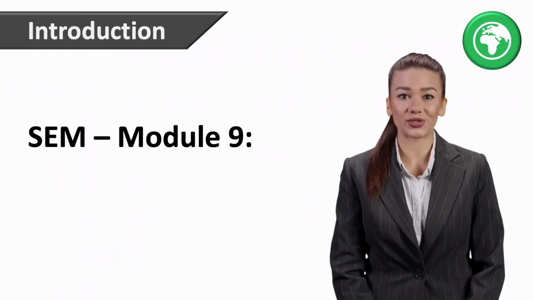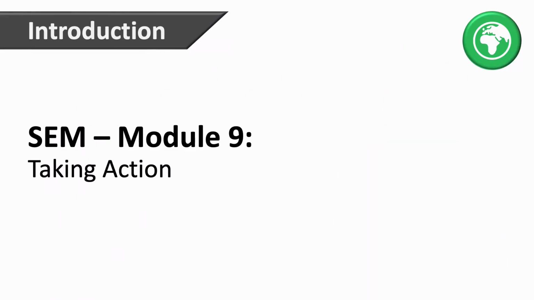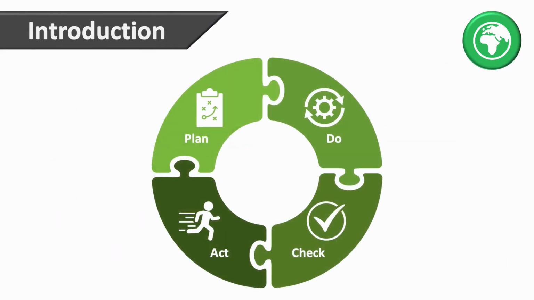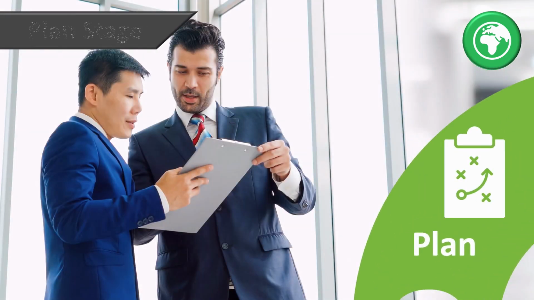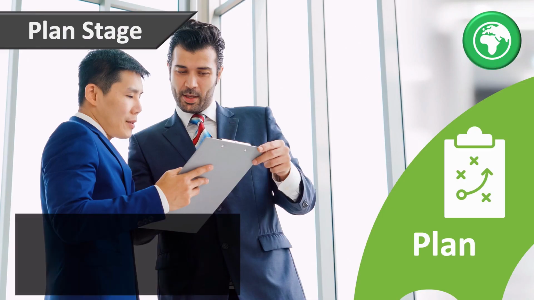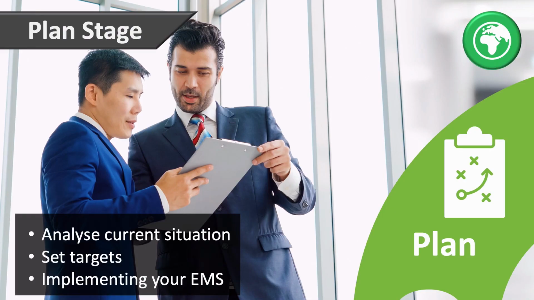Sustainability and Environmental Management, Module 9, Taking Action. Over this course, we have looked at the plan, do, check, act cycle, a recognized model for creating an environmental management system, or EMS. We began by exploring the plan stage, which is about analyzing your current situation, setting targets, and developing a roadmap for implementing your EMS.